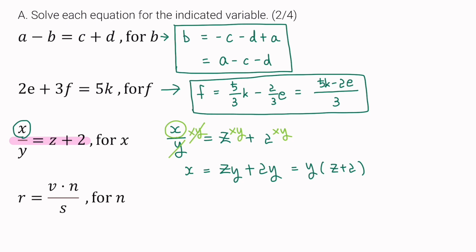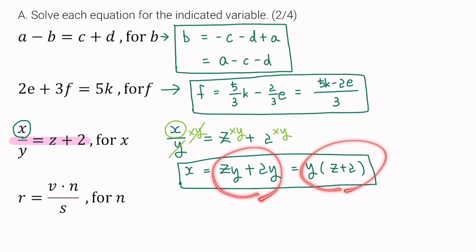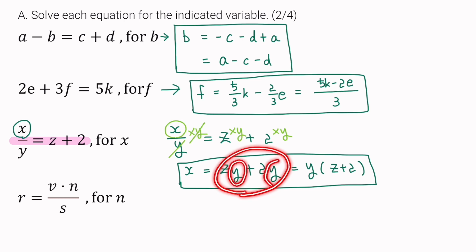So both are right, and I'm gonna write both as my final answer. Now what I did here is I factorized this expression by factoring out y, which is a common variable. Okay, so y was occurring in both terms, so I factored out y and put it in front, and I wrote down whatever was left by getting rid of y. So it was z and 2.